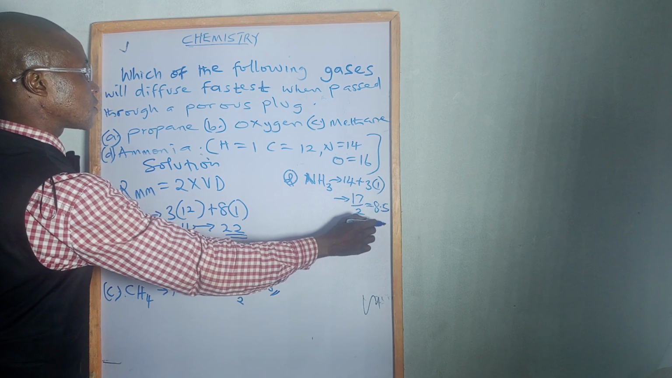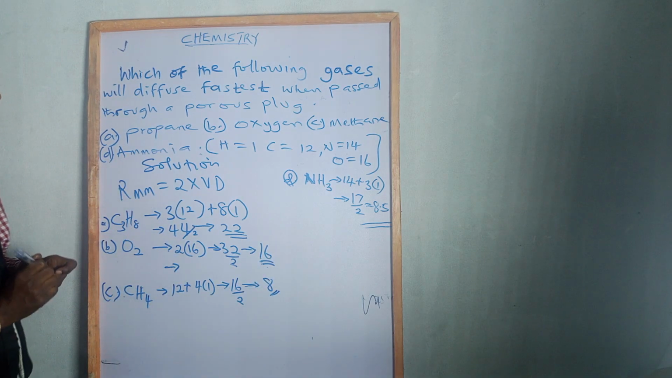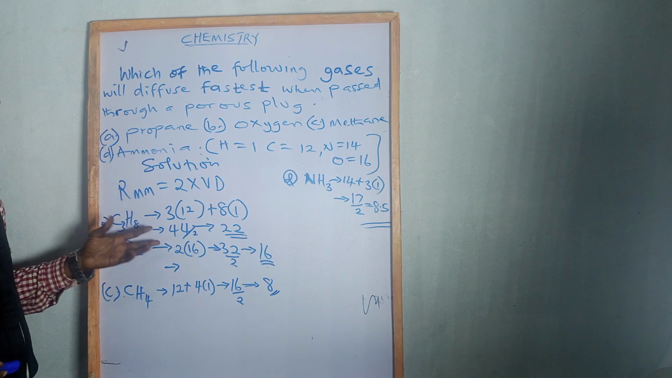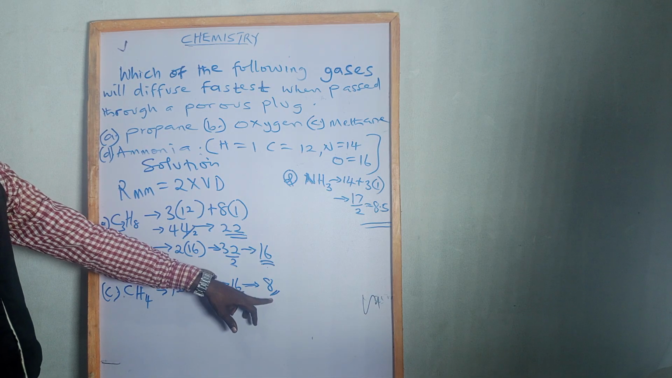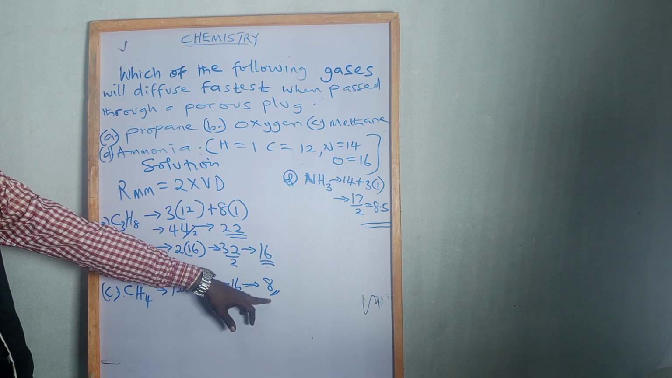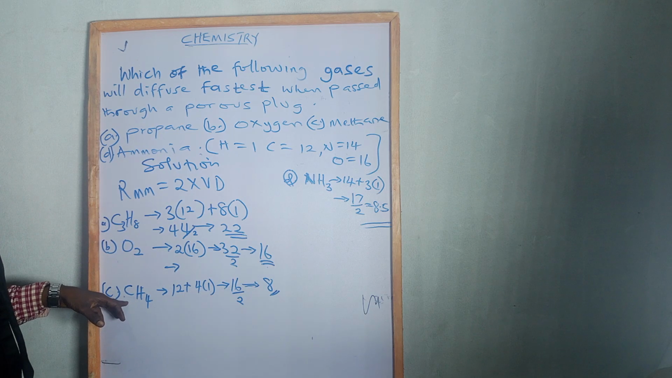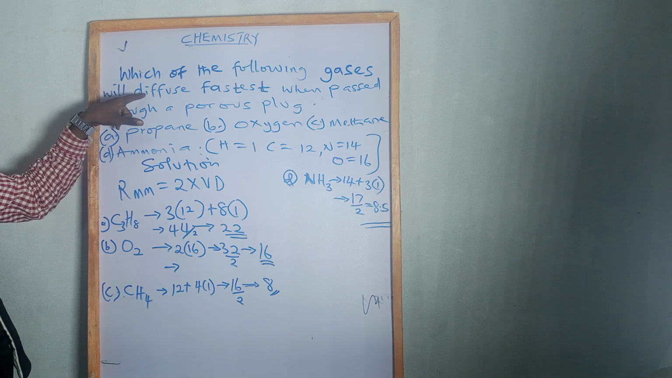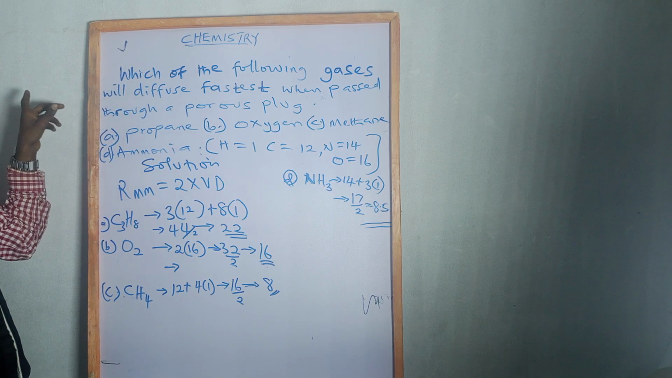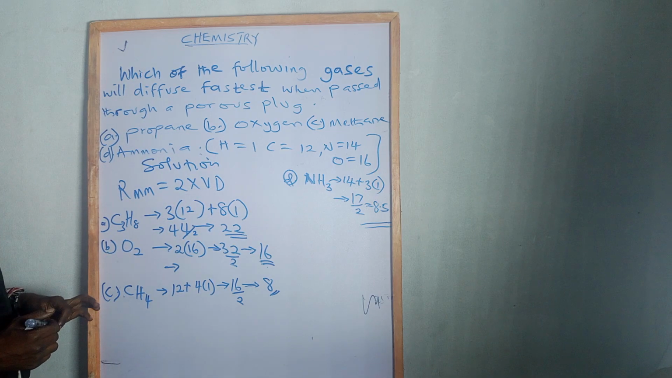Ladies and gentlemen, honorable viewers, when you look critically, you will see that methane has the lowest vapor density, and that means methane is our answer. Methane is the only gas that will diffuse fastest when all these gases are passed through a porous plug.